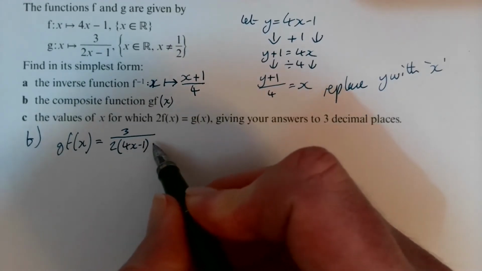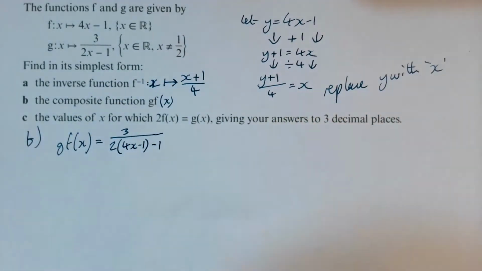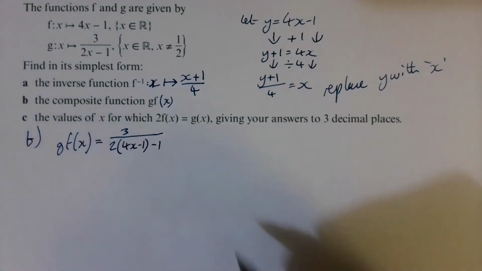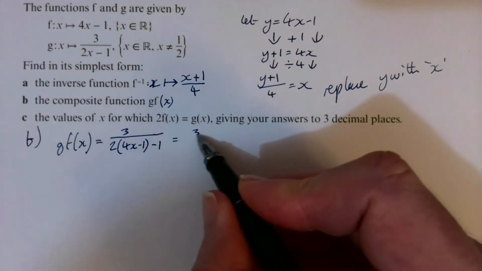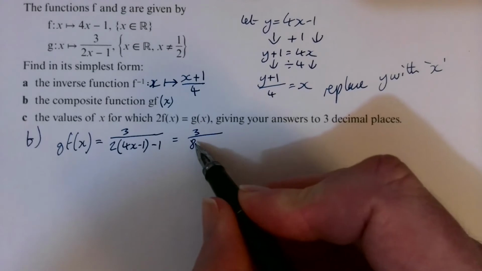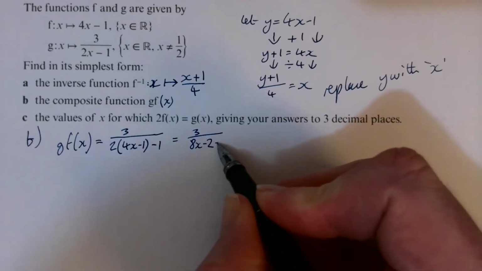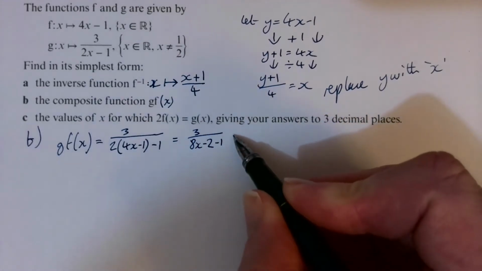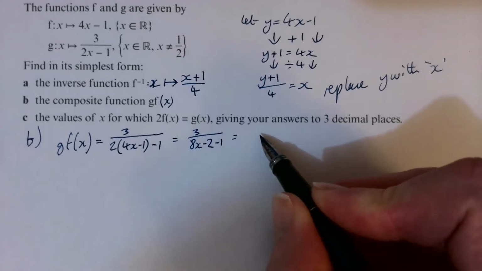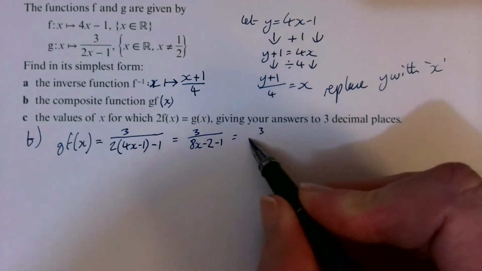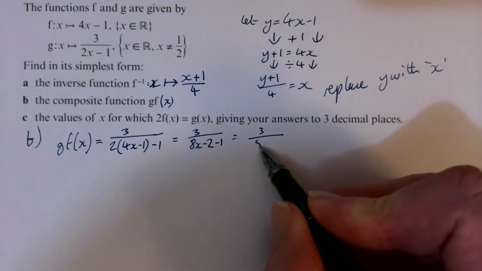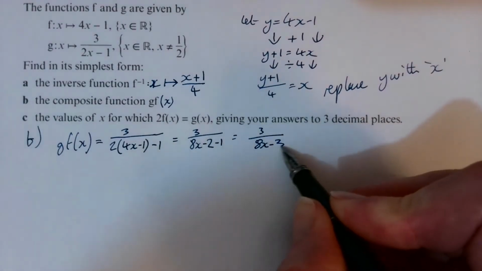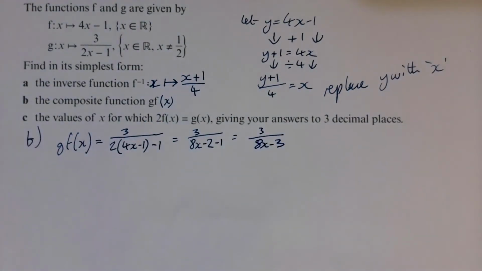4x minus 1, put it all in there as a bracket first of all, and then you just need to multiply out and simplify. So if I multiply that bracket, I get 8x take 2, but then I've got that other 1 to take away. So my final thing for the composite function would be 3 over 8x take 3.